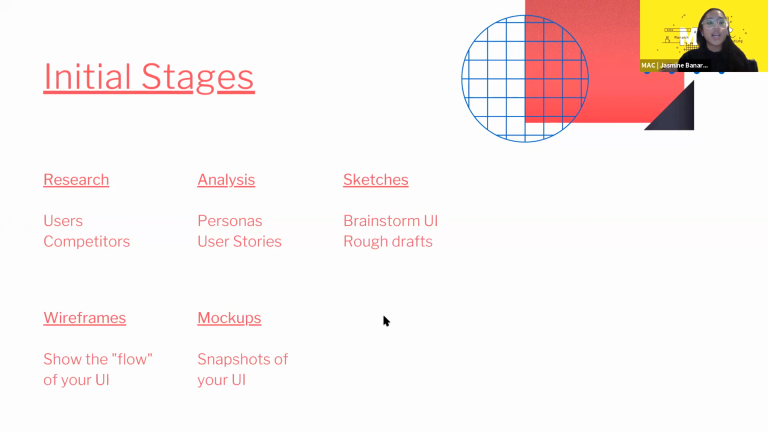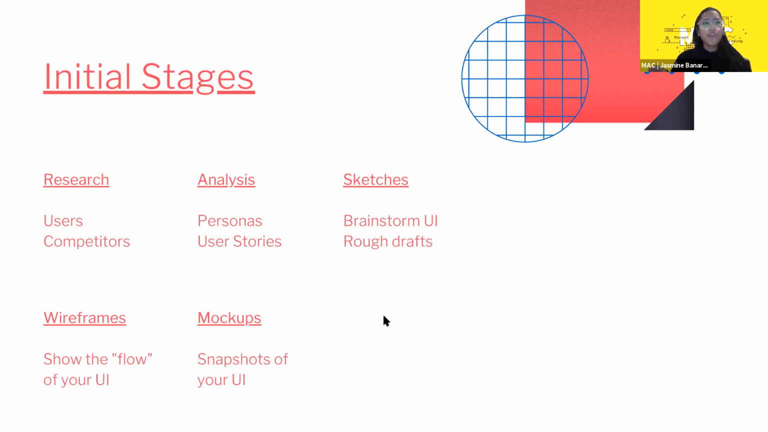So these two words are ones people seem to get confused. The difference between wireframes and mockups is that mockups are more like snapshots of your UI. So this is your UI and it's just a static picture of what it looks like. For example, a lot of the pictures that you see on Pinterest or Dribbble that are just by themselves, those are probably mockups.